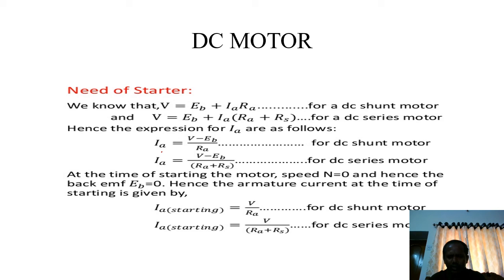At the time of starting, the motor speed N is equal to 0. Hence, the back EMF Eb is 0. Hence, the armature current at the time of starting is given by Ia starting is equal to V by 0. There is no back EMF, there is no speed. Therefore, here Eb is equal to 0. Now you will get the equation Ia starting is equal to V by Ra for the shunt type motor. Ia starting, Eb equal to 0, is V by (Ra plus Rs) for the DC series motor.